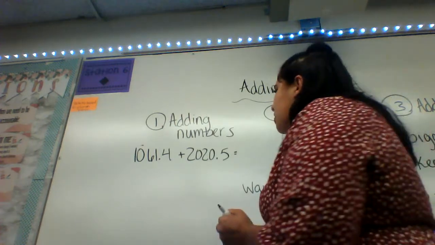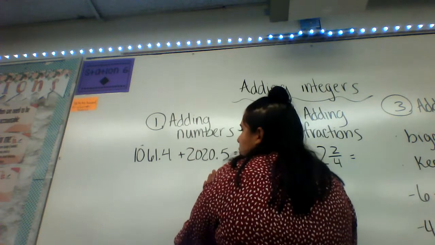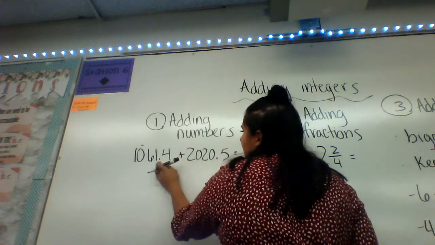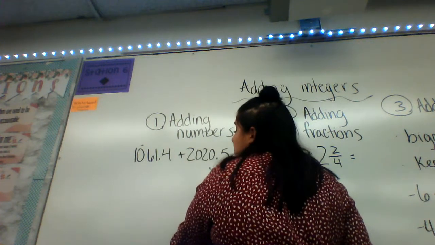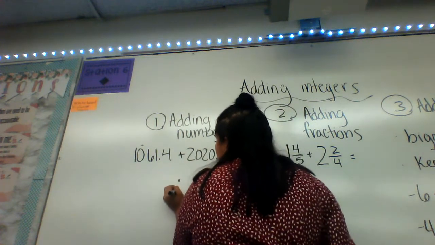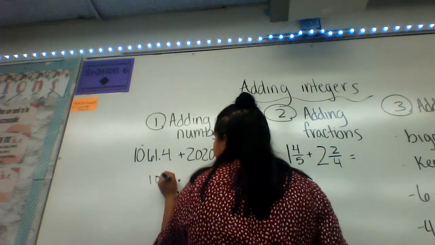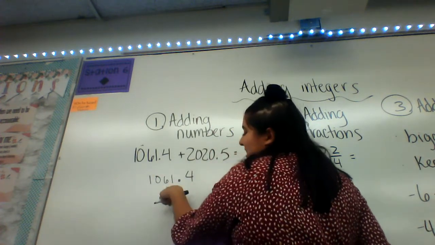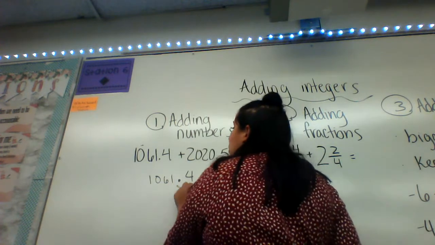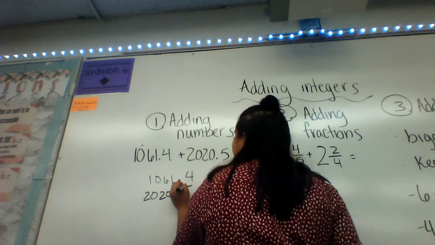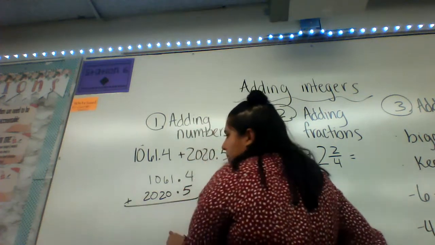So first things first, we want to take this from horizontal to vertical, but we're going to have these get married at their decimal point. So we're going to put the decimal points, and then we're going to write the numbers as they are written. So 1061.4, and then 2020.5. And we're going to put a line there.